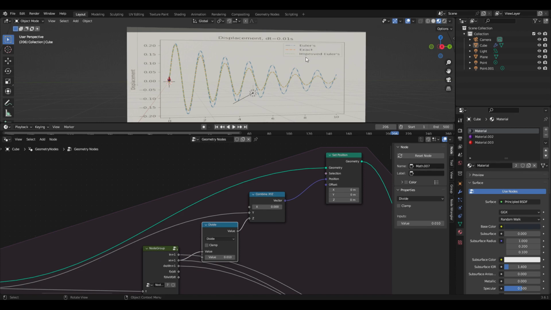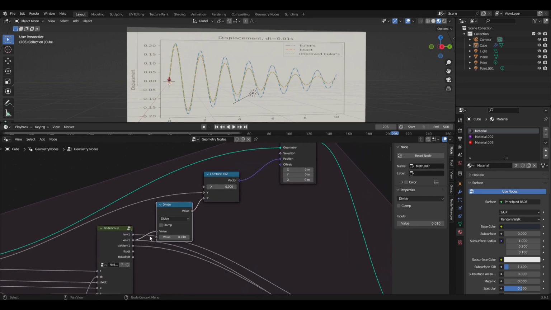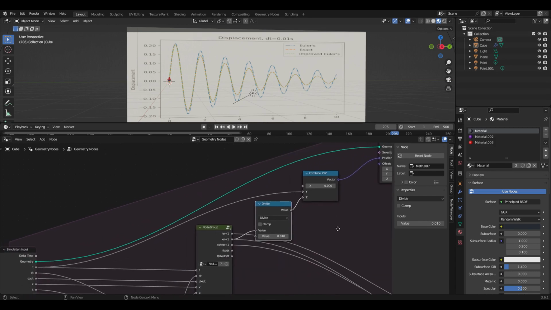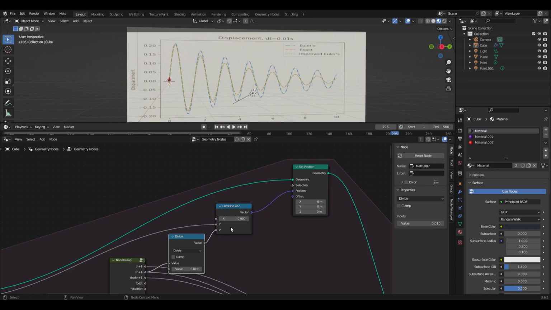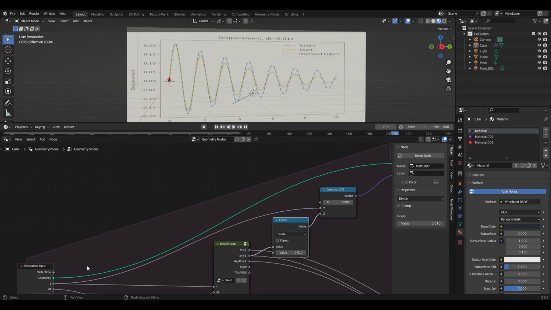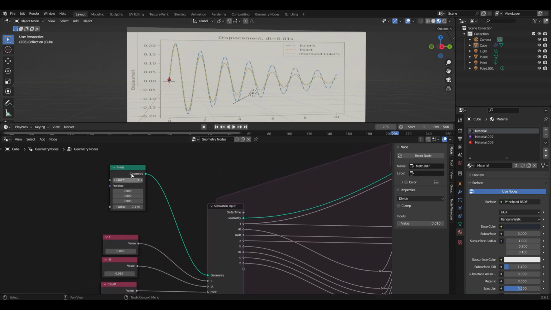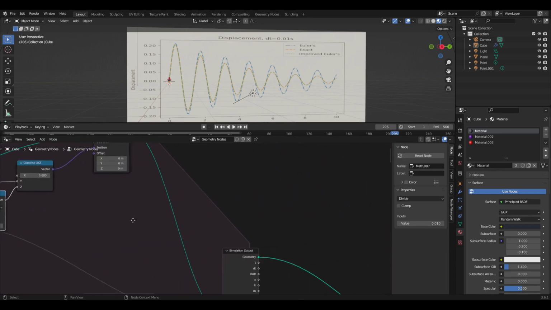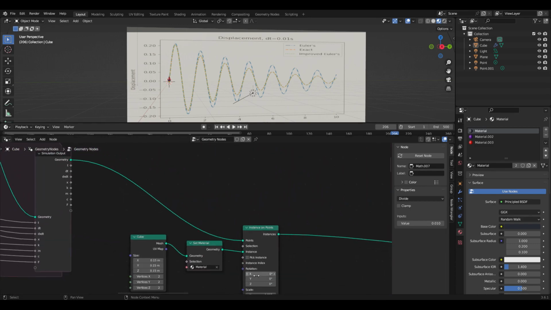And so the X here is the Z displacement, and that goes into a set position. And then the Y, I'm using time for that, and the X is 0. And so those are setting the position of the geometry that's being read in, which is just one point there. And so that's all calculated at each increment. And then I'm doing an instance on points, and I have a cube that goes into there.